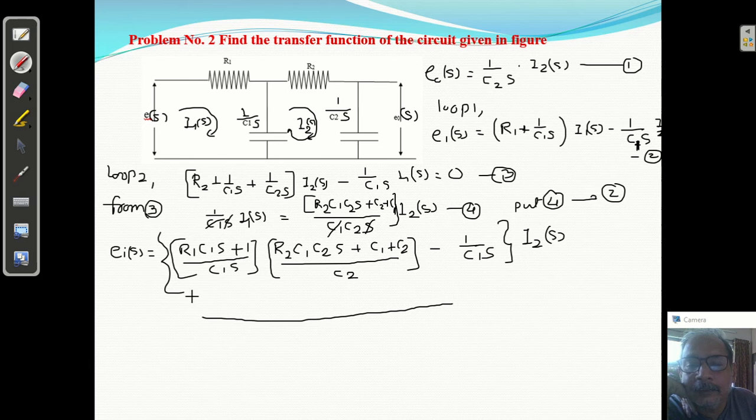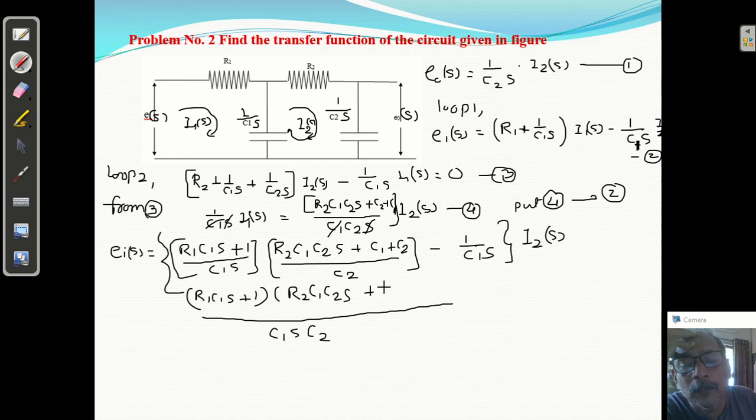C1S, C1S, C1S. Okay, or C2, C1 C2S. I'm taking LCM. तो यहाँ क्या आएगा? LCM लेने के बाद this will be, it is C1 C2, तो ये यही आएगा. It is there. Okay, C1 C2 S, तो यहाँ आएगा R1 C1S plus 1 into R2 C1 C2S plus C1 plus C2. You will get like this.